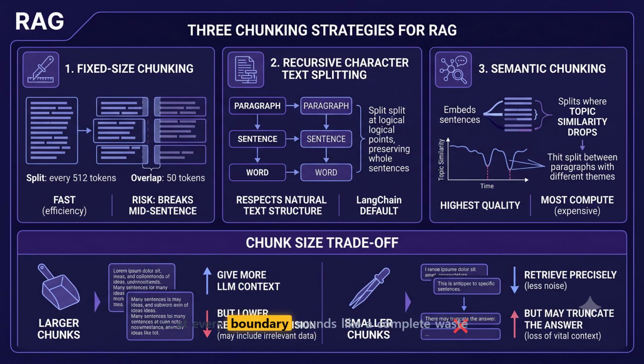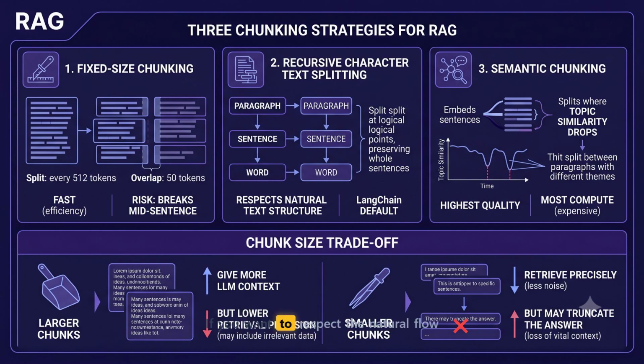Now, duplicating 50 tokens at every boundary sounds like a complete waste of storage. Why duplicate data? Here's the pattern interrupt. Without that overlap, an answer that lands exactly on a chunk boundary is split right down the middle. The left half scores too low to be retrieved, and the right half arrives with zero context. That 50 token overlap is the cheapest insurance policy you can buy in any RAG pipeline, even if it occasionally breaks a sentence in half.